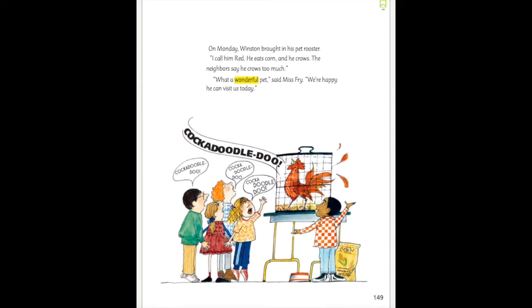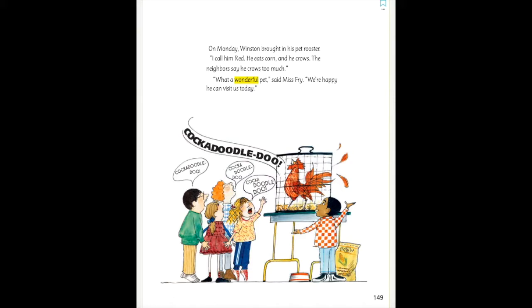On Monday, Winston brought in his pet rooster. "I call him Red. He eats corn and he crows. The neighbors say he crows too much." "What a wonderful pet," said Miss Fry. "We're happy he can visit us today." Cock-a-doodle-doo.